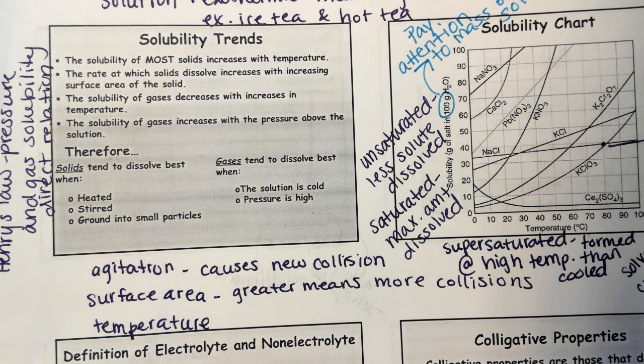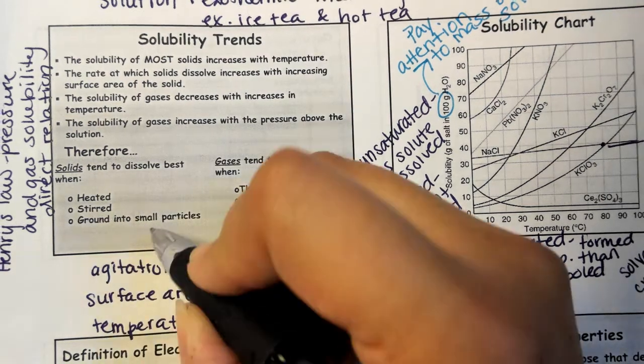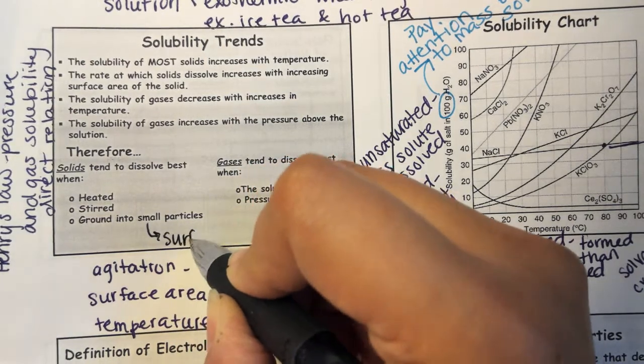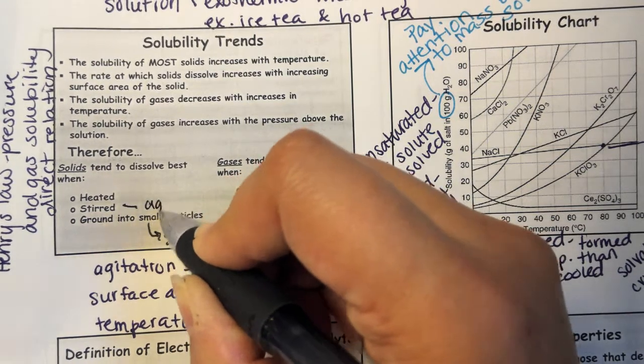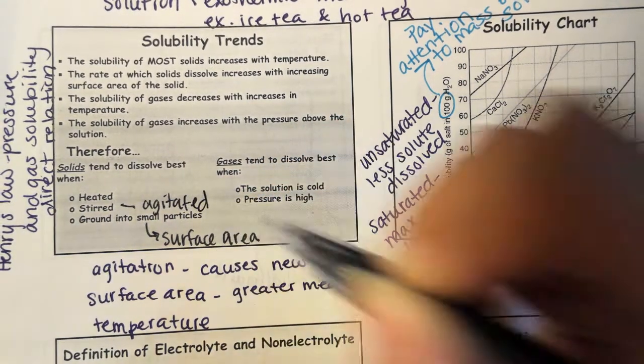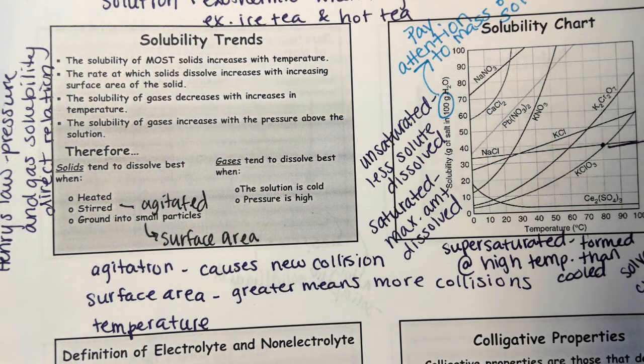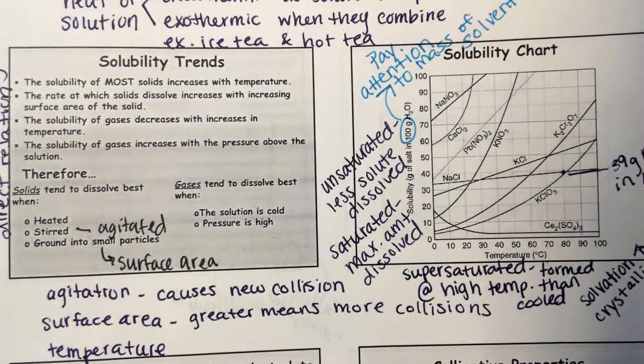So overall, we can see that solids tend to dissolve best when heated, stirred, and ground into small particles, and that's just surface area reworded. We didn't talk about this too much, but when something's stirred, it's also known as agitated. When we stir something up, it usually helps increase the movement, increase collisions, and cause things to dissolve quicker. And then, of course, gases tend to dissolve best when the solution is cold and when the pressure is high.